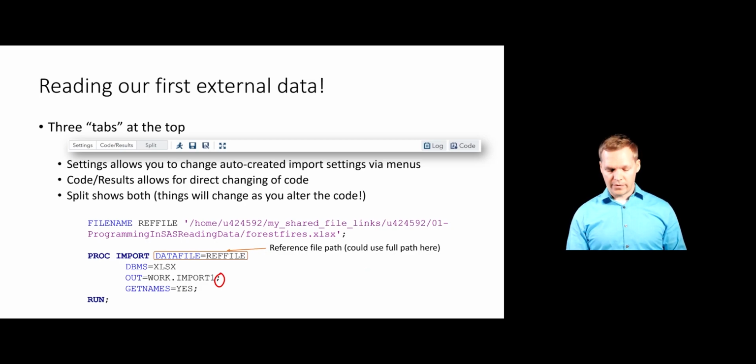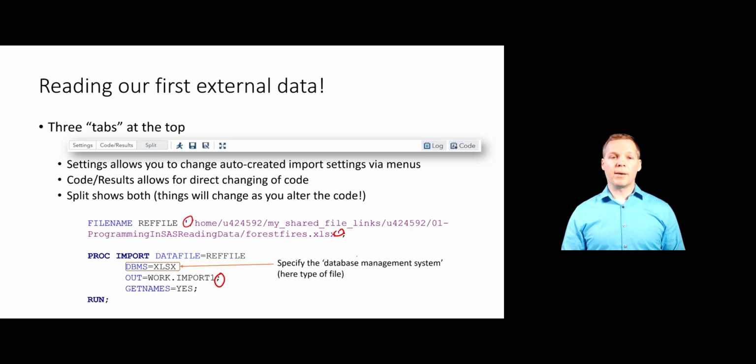So essentially, this ref file is again just referencing what's in between these quotes. So we could just put that whole quoted string down there, and that would be fine. This is just a shorthand way of referencing it. The DBMS stands for Database Management System, and this is saying what type of file this is.